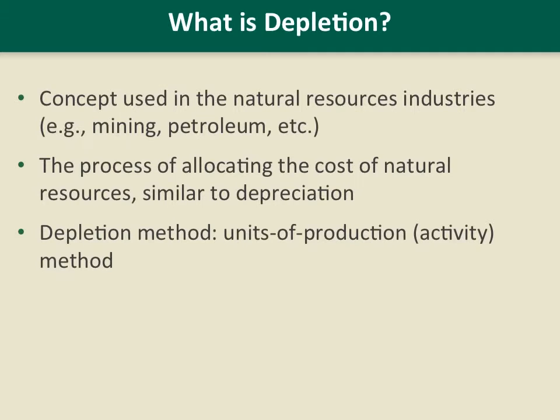Depletion is an accounting concept widely used in the natural resources industry, for example, mining and petroleum. This is a process that is very similar to depreciation. It is the process of allocating the cost of those natural resources over time. And we're going to use the units of production method to calculate periodic depletion expenses.